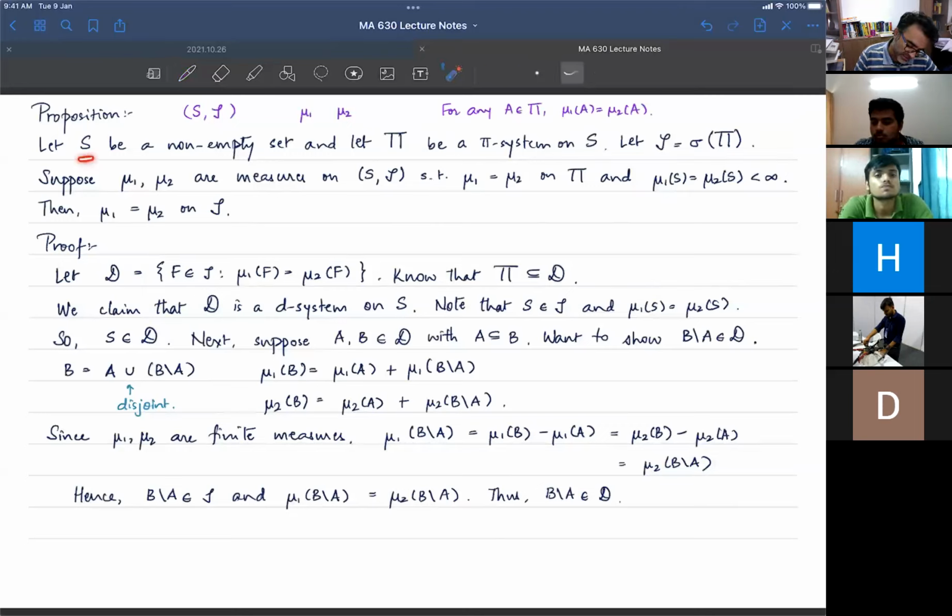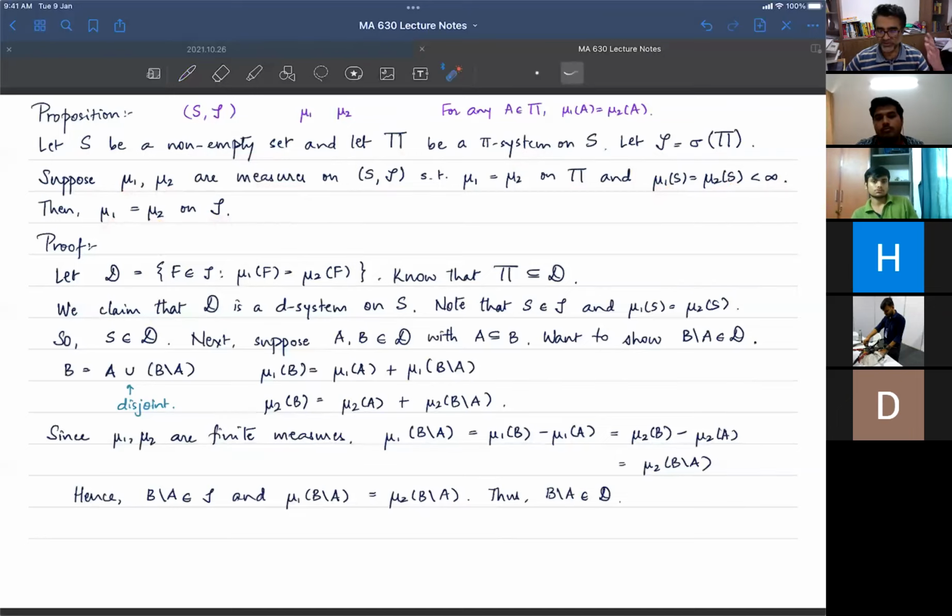So it's saying, suppose S is a non-empty set. Suppose pi is a pi system on S. Suppose the script S is the sigma algebra generated by pi. Suppose mu1 and mu2 are measures on S script S. And suppose they agree on the pi system. And further, suppose that mu1 of S and mu2 of S are both finite and give the same mass to S. So mu1 of S equals mu2 of S, and is finite. Then mu1 and mu2 must be the same on all of script S.